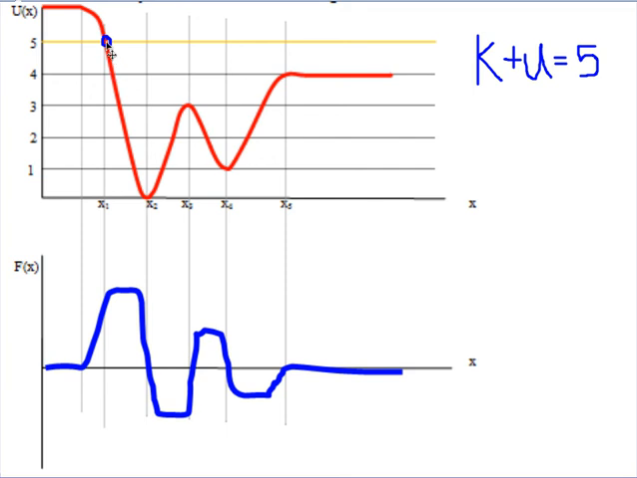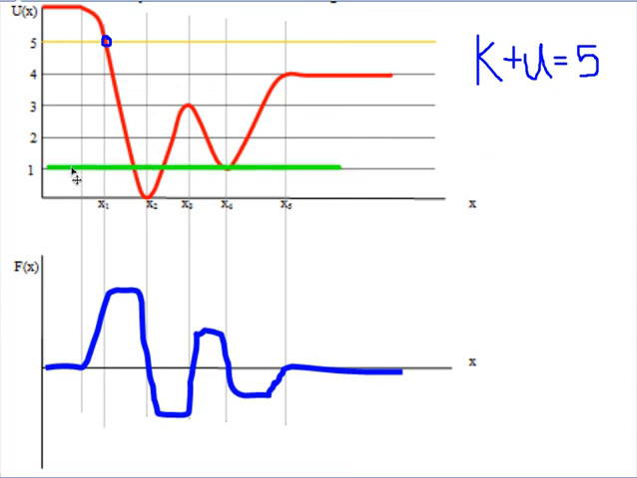Notice that when you are at that point, the slope is negative. That means the force is positive. That means the object is going to be accelerated in the positive direction. And so if it is there, it will be caused to move this way to larger and larger x values. And so it comes down the graph.